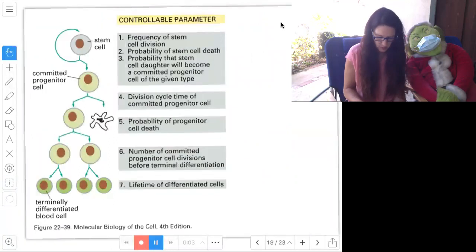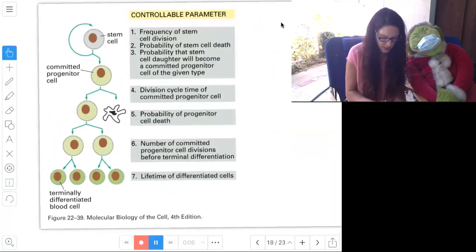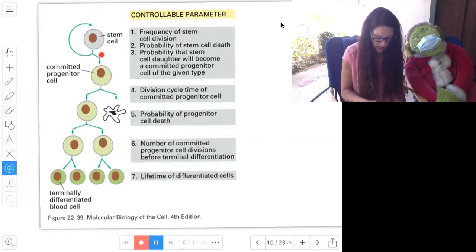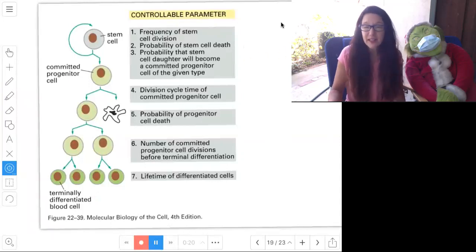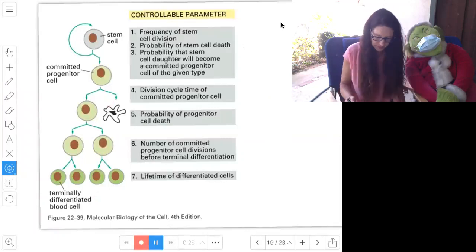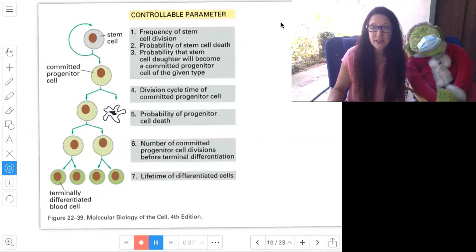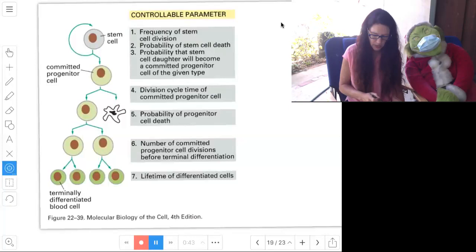And again, how can we control these? So that stem cell, going all the way down, right? Stem cell division, how many stem cells actually can die too? The probability that it will become a progenitor or just make more stem cells, cycle time, cell death, right? Some cells die by apoptosis. Committed progenitor cell divisions, right? Some cells somehow know how many times they need to divide as a progenitor before they terminally differentiate. That's got to be all signals in that tissue. And then how long those.